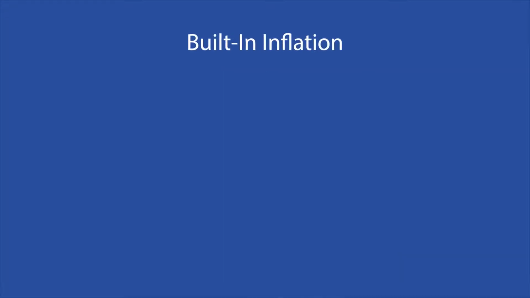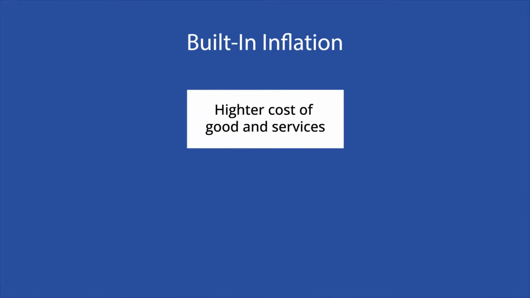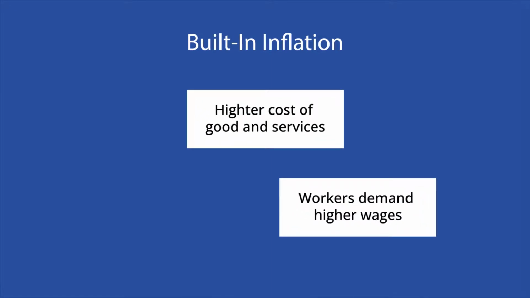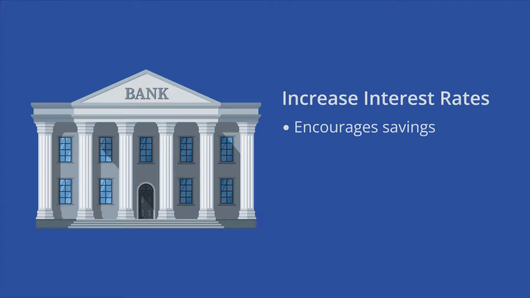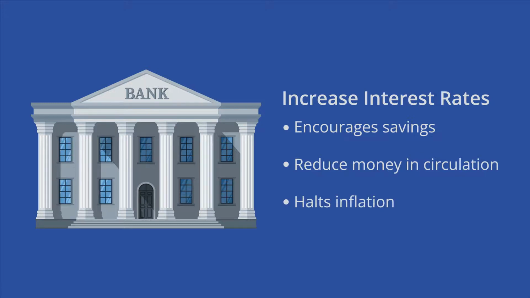The third type, built-in inflation, is when increasing costs of goods and services prompt workers to demand higher pay. Since wages are included in the cost of production, increased wages result in even higher costs of goods and services. This leads to a cycle of inflation. In order to curb inflation, the central bank decreases the money supply by increasing interest rates. This encourages saving, reduces the amount of money in circulation, and halts the rate of inflation.